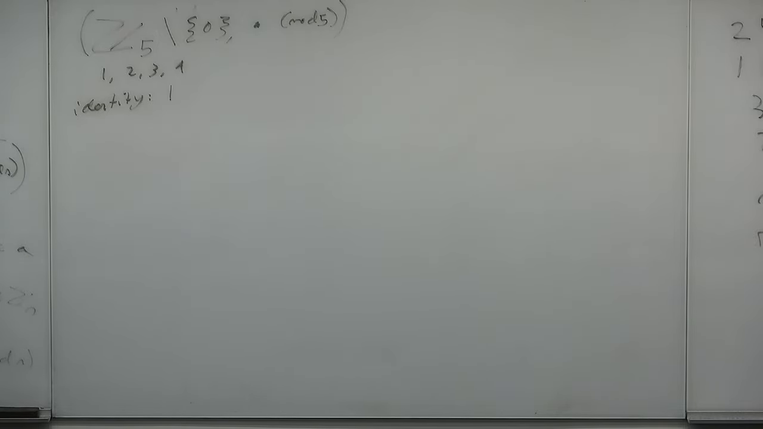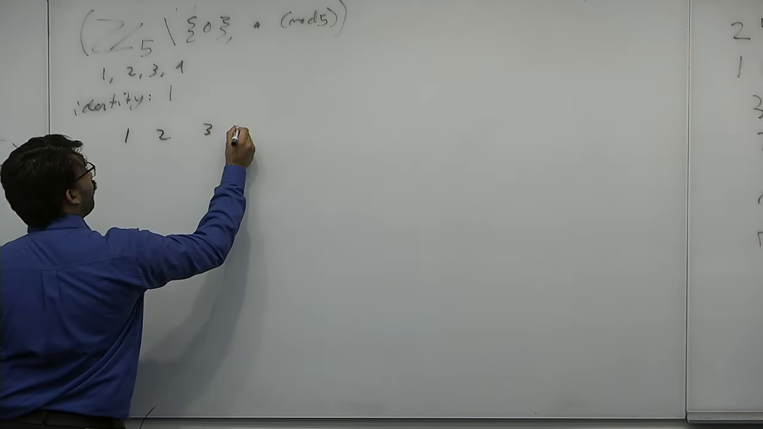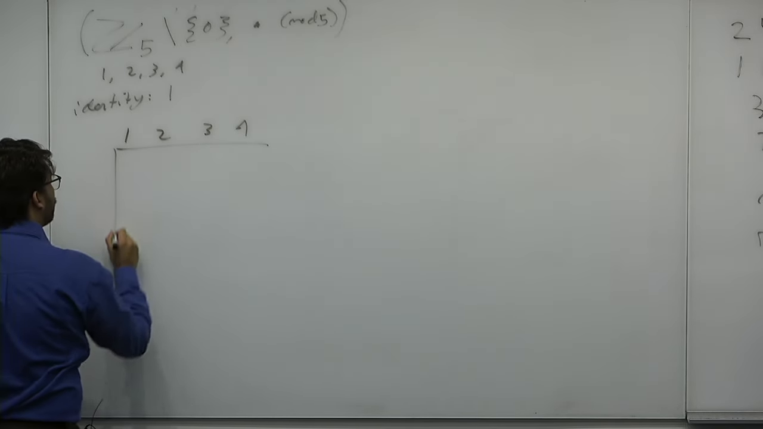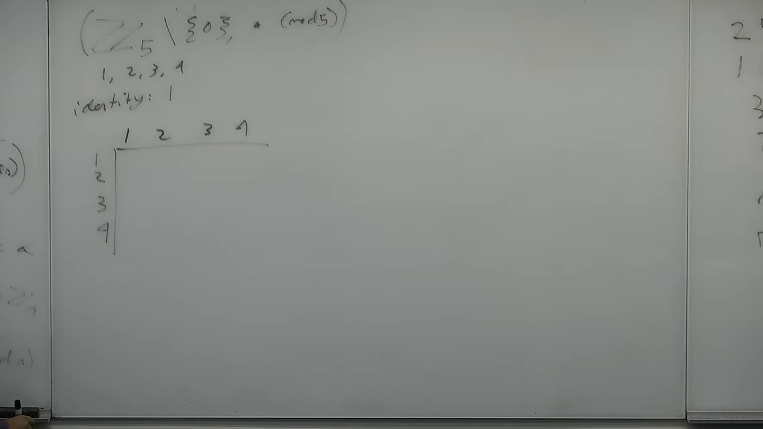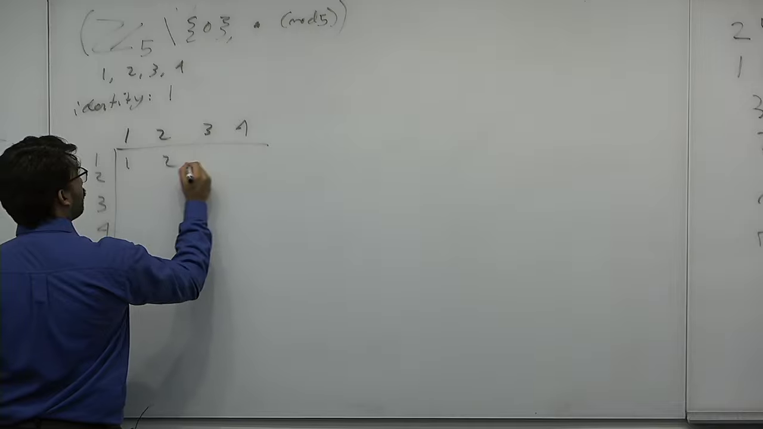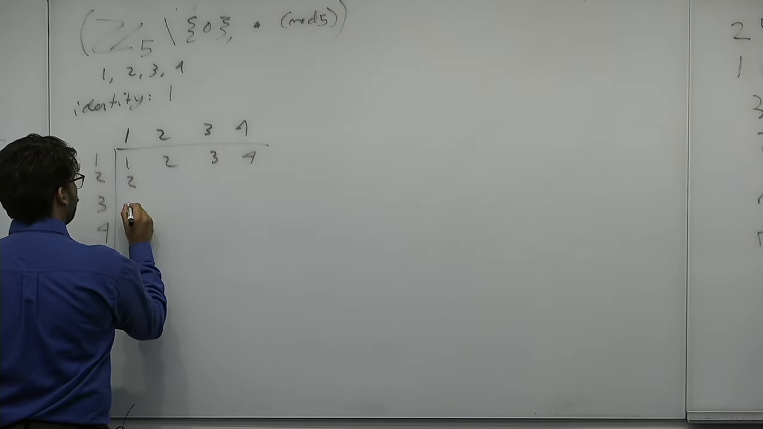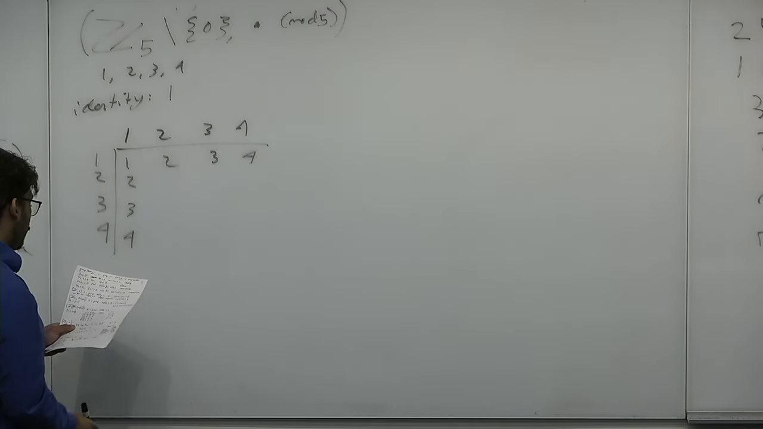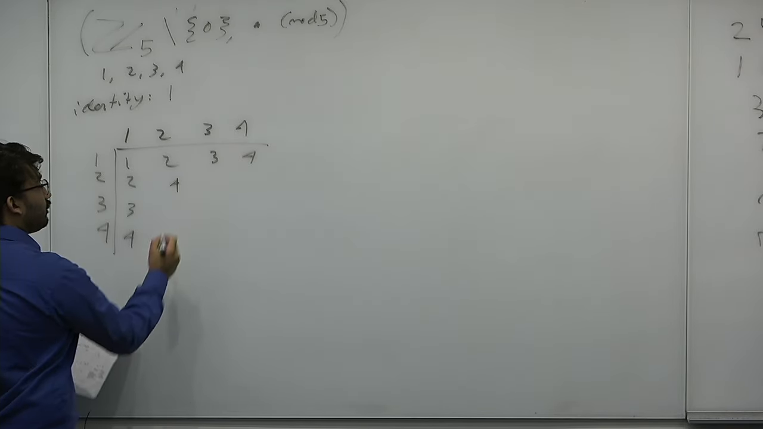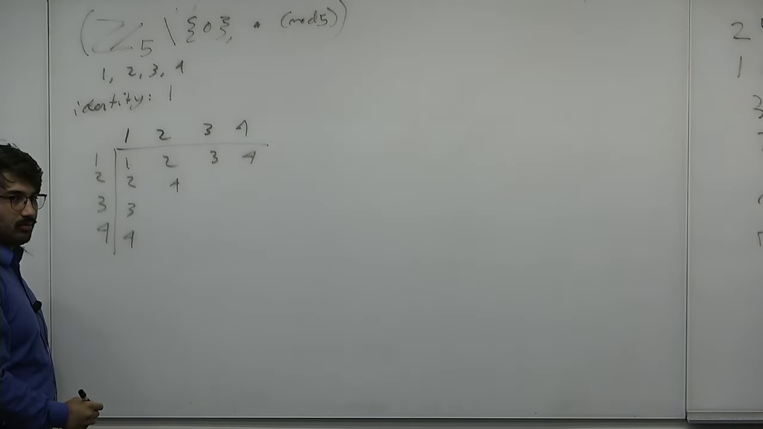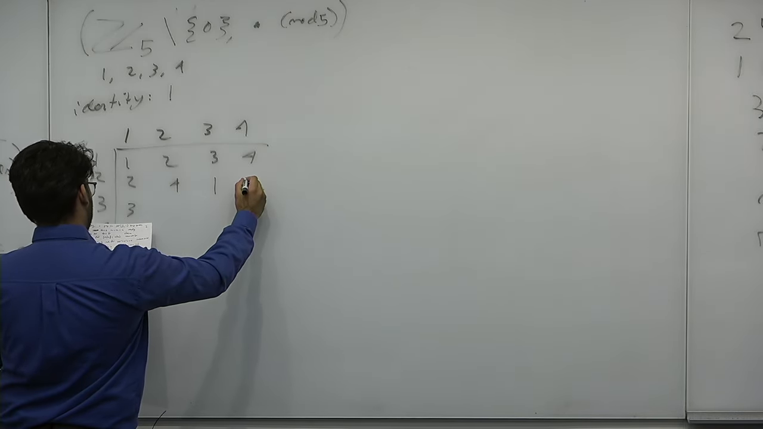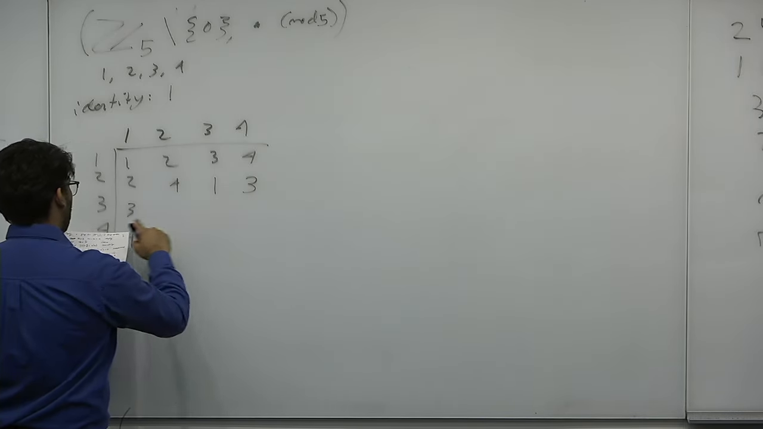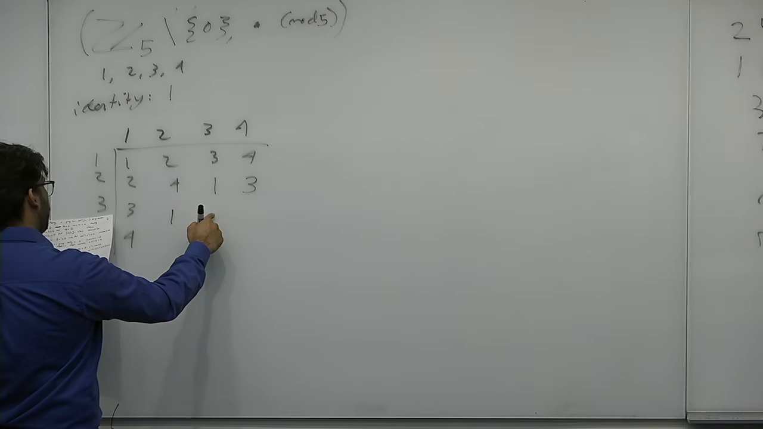So let's skip to the inverses. Instead of doing the inverses first, we're actually going to multiply all possible elements. So I'm going to write a table 1, 2, 3, 4 here, and then here I'm going to write 1, 2, 3, 4. All right? And let's just fill in the table mod 5. This is going to be 1, 2, 3, 4. 2, 3, 4, right? What is 2 times 2 mod 5? 4. What is 2 times 3 mod 5? 1. What is 2 times 4 mod 5? 3. 3 times 2 mod 5? 3 times 3 mod 5?